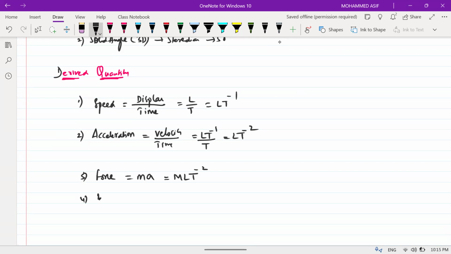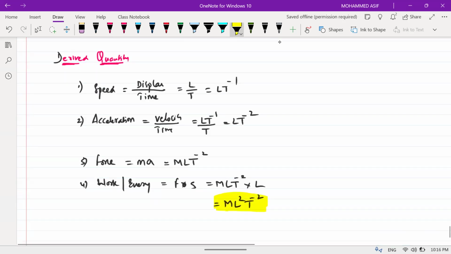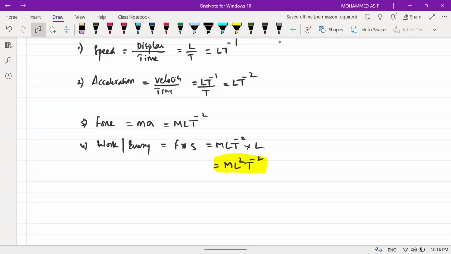Fourth one, work. Very important, beta. Work or energy. Work is equal to what, beta? Force into displacement, F dot S. So it is M L T power minus 2 into L. So the dimension is M L square T power minus 2. This is very important. The dimension of energy is always M L square T power minus 2. Clear?